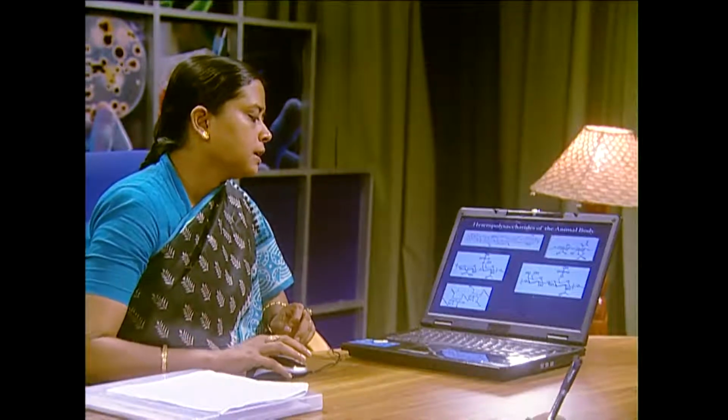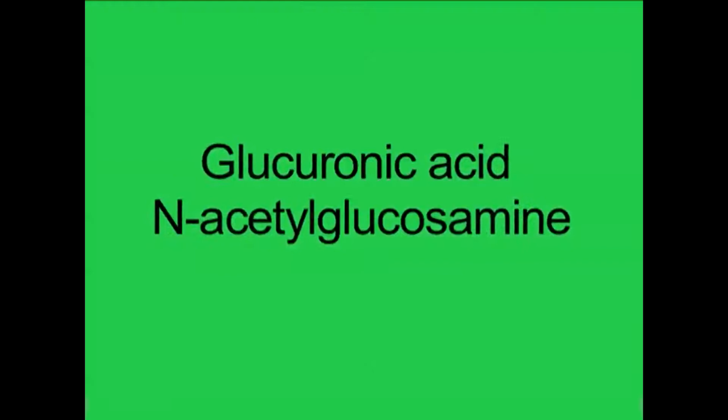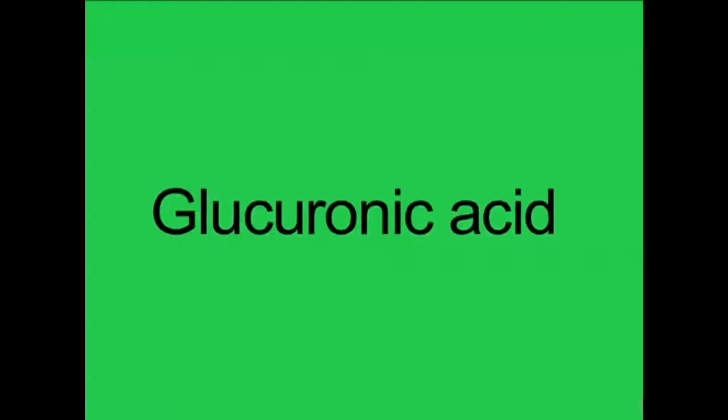All these are important in respect to their modifications, that is, the positions of the sulfonation sites. They are all different. Hyaluronan is formed by beta 1,4 linkage between glucuronic acid and N-acetyl glucosamine. Glucuronic acid means there is an acidic component here, and beta 1,4 glycosidic bonds are formed.